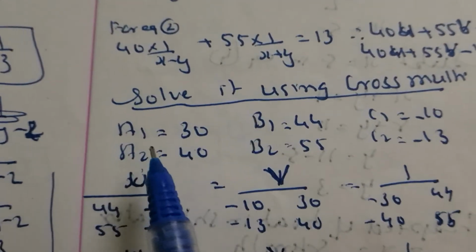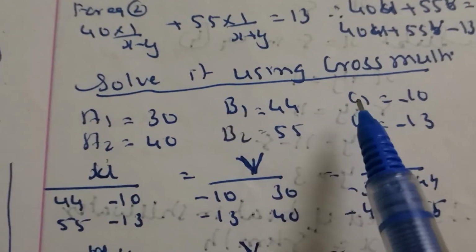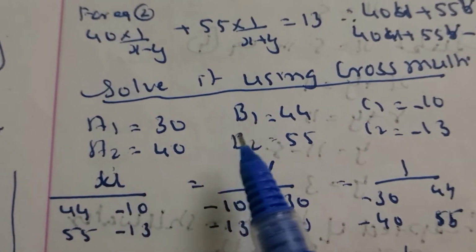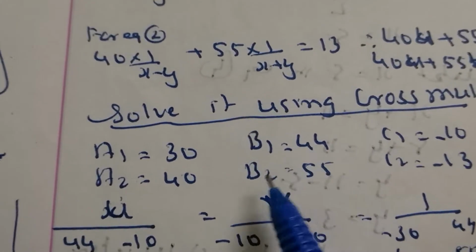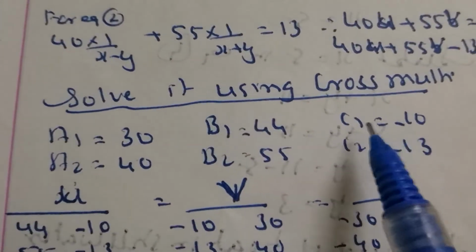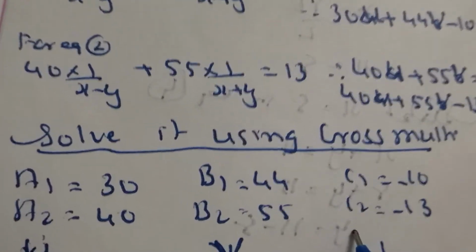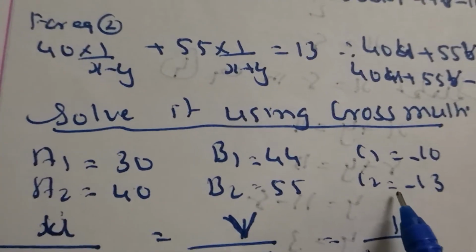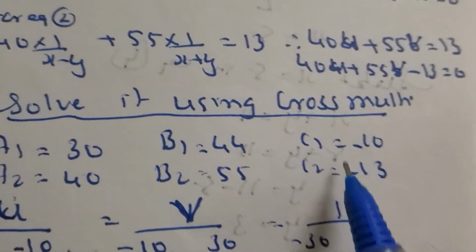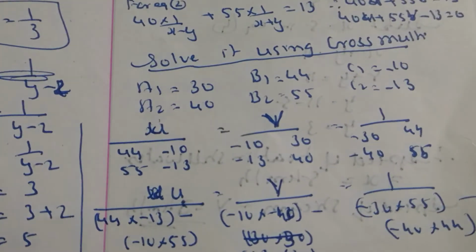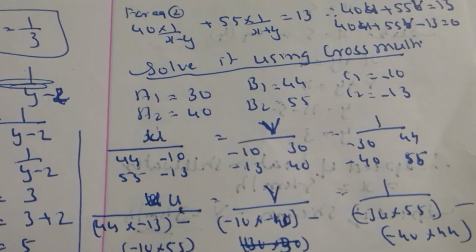So I got the values of a1, a2, b1, b2 and c1, c2. a1 is equal to 30, a2 is equal to 40, b1 is equal to 44, b2 is equal to 55, c1 is equal to minus 10, and c2 is equal to minus 13. So here, instead of x and y, we have taken u and v, so we are going to write u and v.